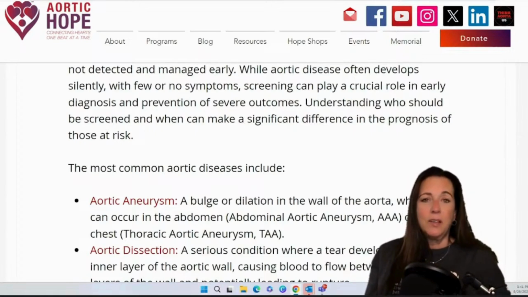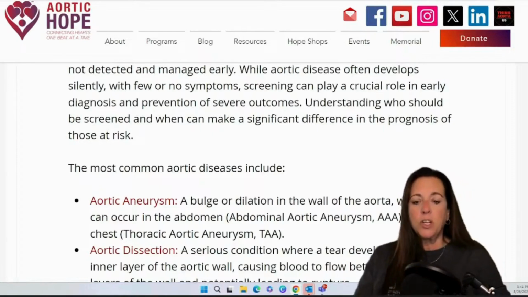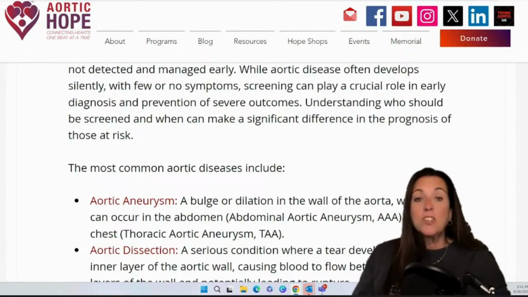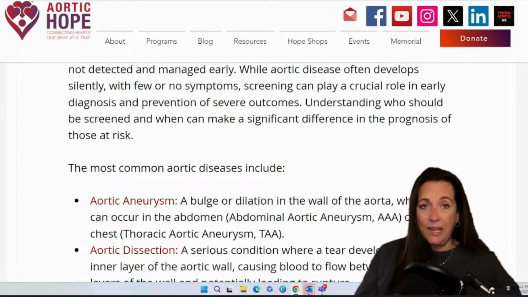That's an expansion, a bulge, a dilation in the aortic wall, which can occur anywhere. In the abdomen, it is known as AAA. There's a lot of people that misuse that acronym for ascending aortic aneurysm. That is not the acronym. If you say AAA, it is abdominal, okay? Or these aneurysms can be found in the chest, which would be a thoracic aortic aneurysm, or a TAA.